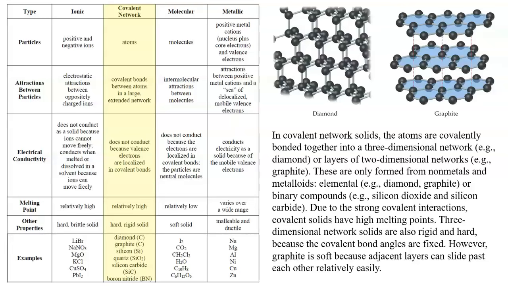Some of them are elements, and some of them are compounds. So for the elements, examples include diamond and graphite, which are forms of carbon, and silicon. And for the compounds, examples include quartz, which is silicon dioxide, SiO2, silicon carbide, SiC, and boron nitride, BN. Now let's take a look at molecular solids.